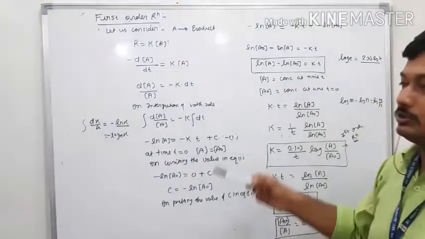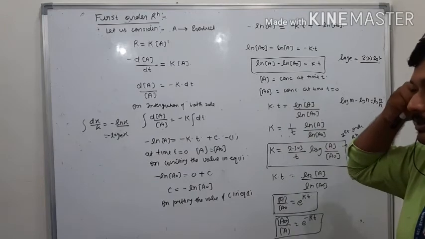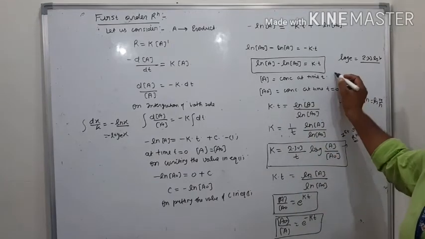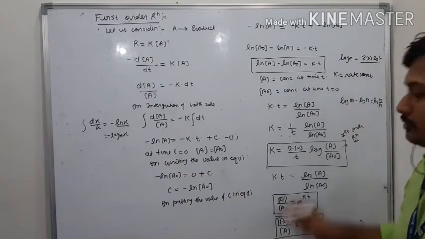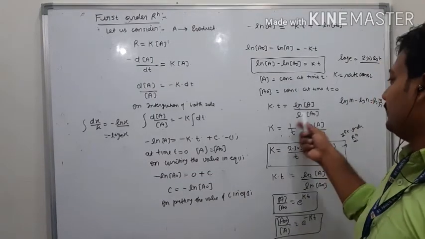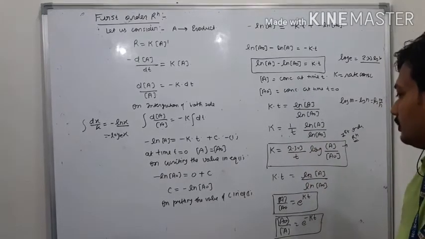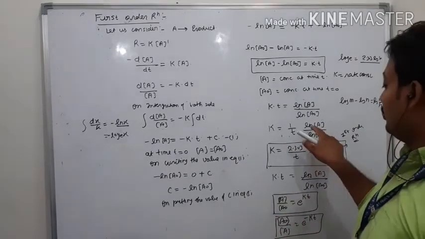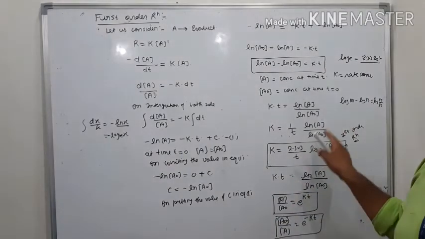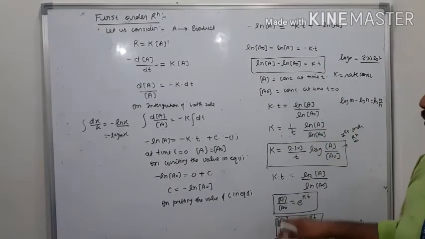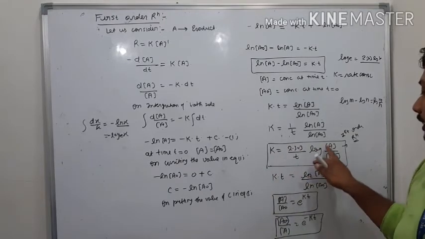Okay, so a is equal to the concentration at time t, a naught is equal to concentration at time t equal to 0. You know very well k is equal to rate constant. Okay students, so k into t is equal to ln a naught upon a, so k is equal to 1 upon t ln a naught upon a. You know very well, when the natural log is converted into log to the base 10, the multiplication of 2.303 will take place. So here we get k is equal to 2.303 upon t log a naught upon a.